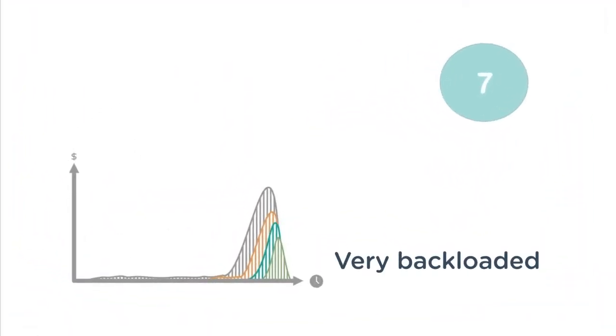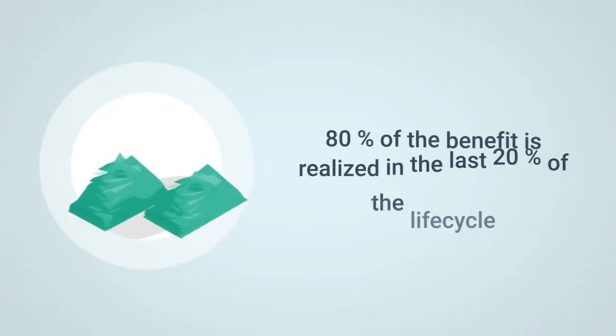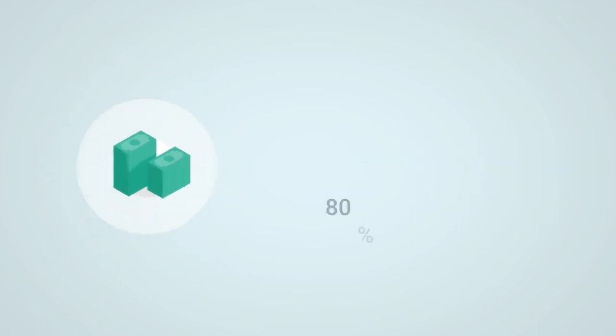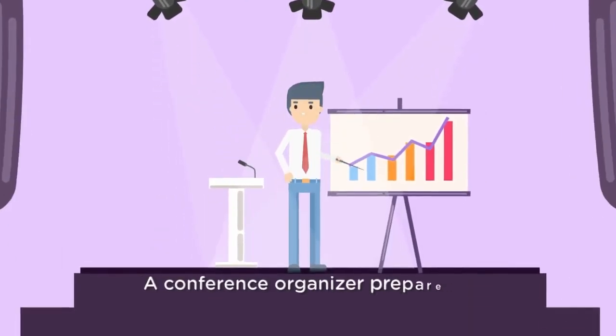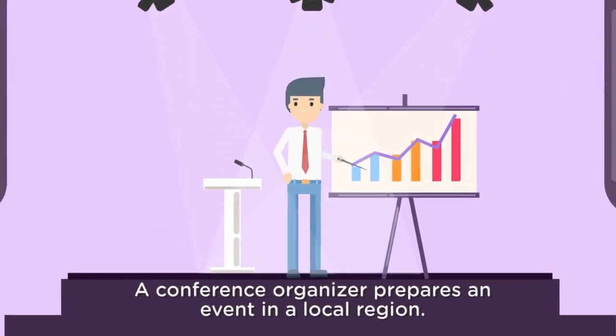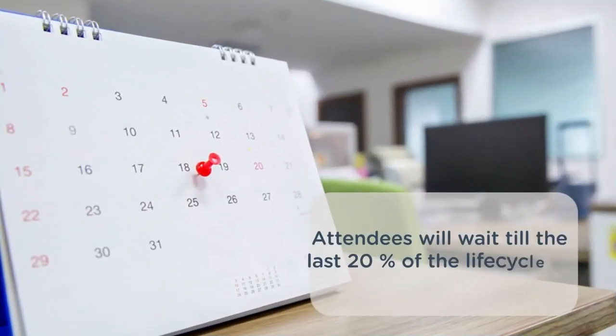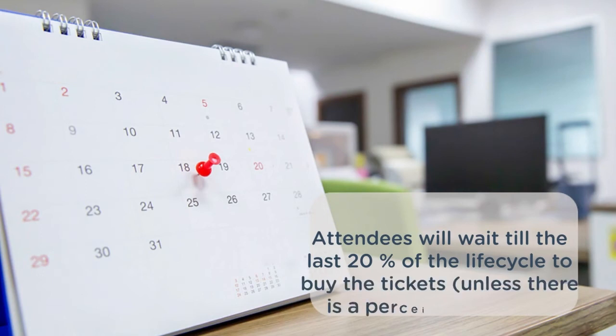Very backloaded. 80% of the benefit is realized in the last 20% of the life cycle. For example, a conference organizer prepares an event in a local region. Unless there is a perceived scarcity of tickets, attendees will wait until the last 20% of the life cycle before purchasing a ticket.